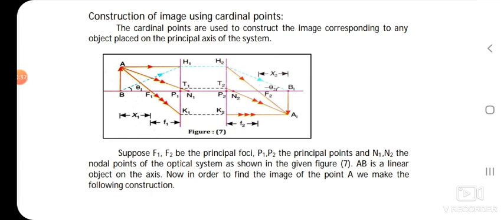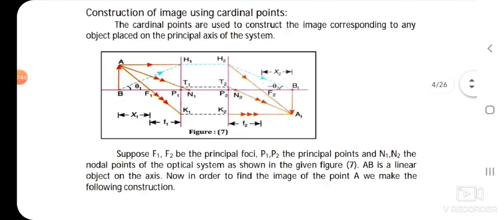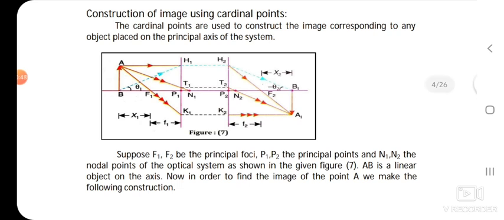By using these 6 cardinal points, we are going to construct an image of any object. Okay, so let us see. Just focus on this diagram. The cardinal points are used to construct the image corresponding to any object placed on the principal axis of the system.